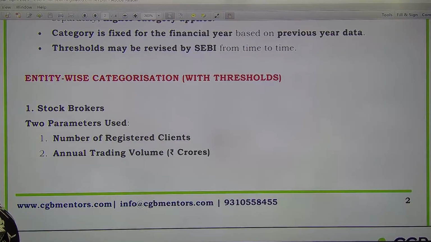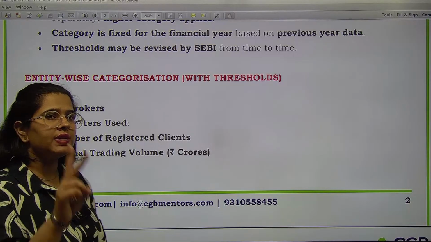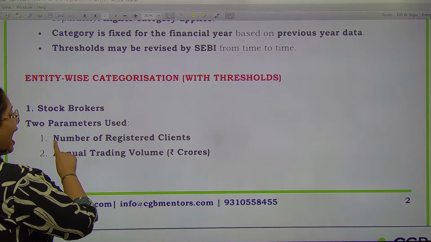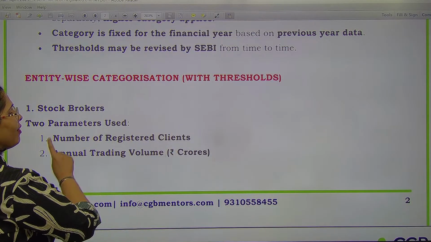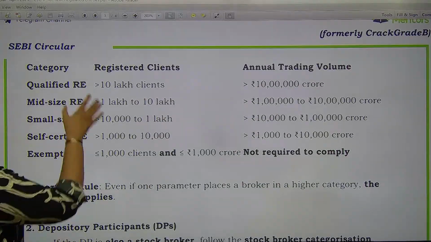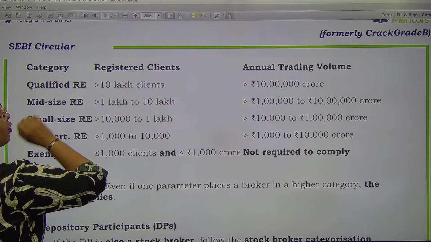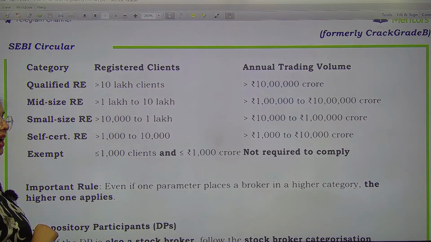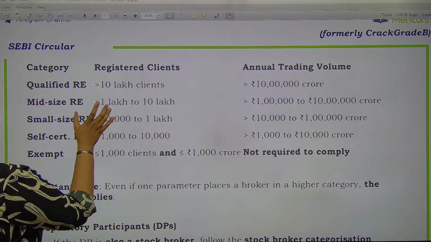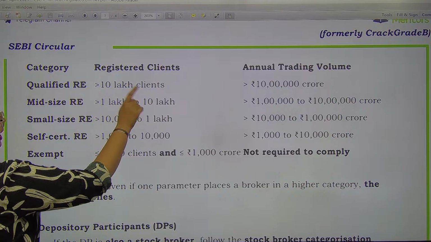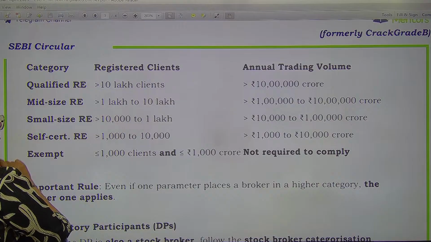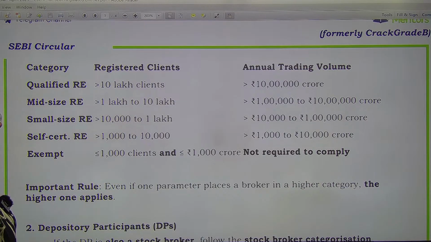Now first we'll talk about stockbrokers. So for stockbrokers we'll see two parameters. हम दो parameter देखेंगे. Number one, how many clients are registered and what is annual trading volume. Let's see this. So if the registered clients are more than 10 lakhs, you will be called as qualified regulated entity. Stockbrokers के बारे में बात कर रहे हैं. If the clients are more than 1 lakh up to 10 lakh, then mid-size, more than 10,000, small size, more than 1,000, self-certified, and less than 1,000, then exempt.